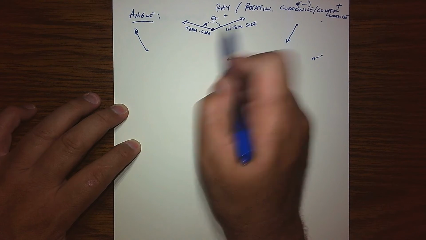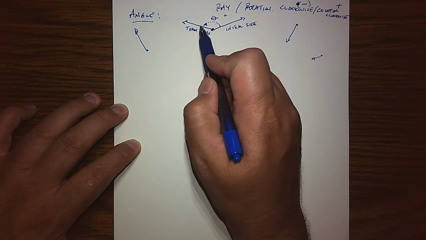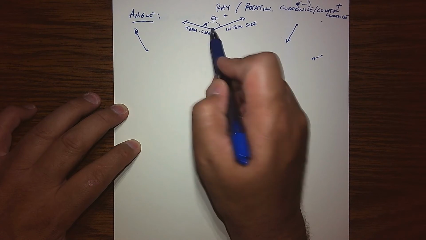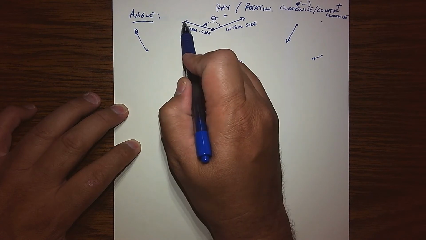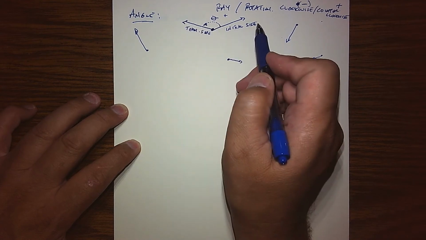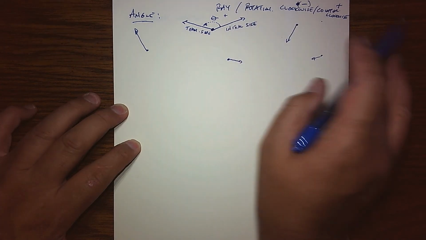So we're looking ramrod straight in one direction, and then we do a rotation with our feet or whatever, and we start going in another direction. That rotation is called an angle, with an initial side and a terminal side. And that pretty much is it.